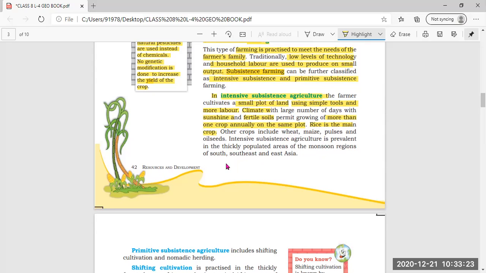Intensive subsistence agriculture is prevalent in thickly populated areas of the monsoon region of South, Southeast, and East Asia. That means it is mostly seen where the population is very high and many people reside. Everybody has only a small plot, and traditional tools are used, with the farmer's family doing the work, and multiple cropping is done for the whole year.